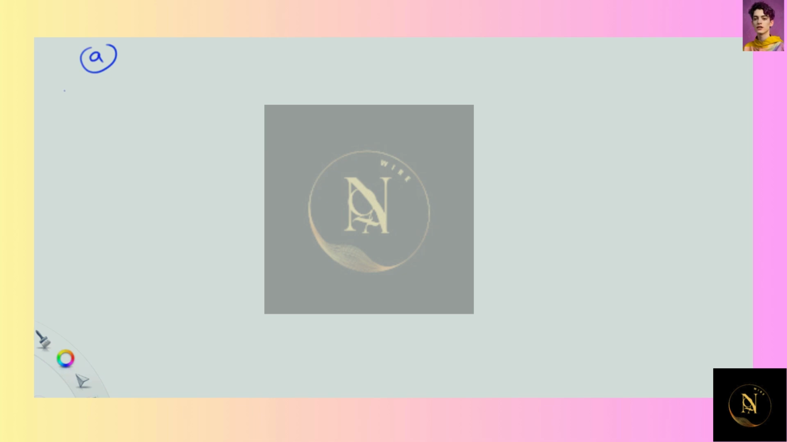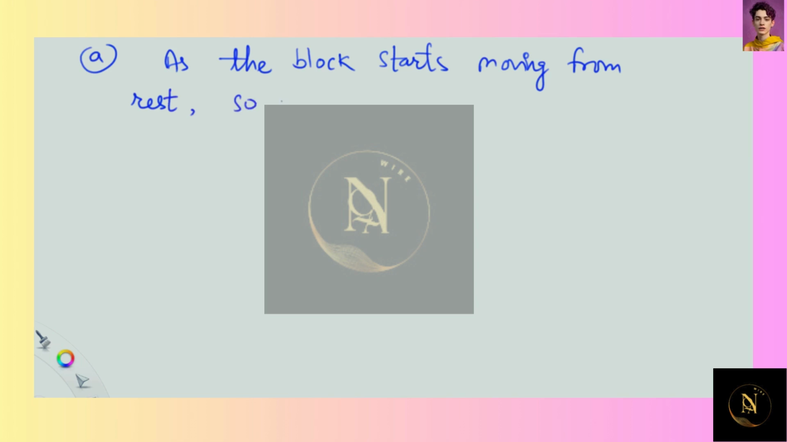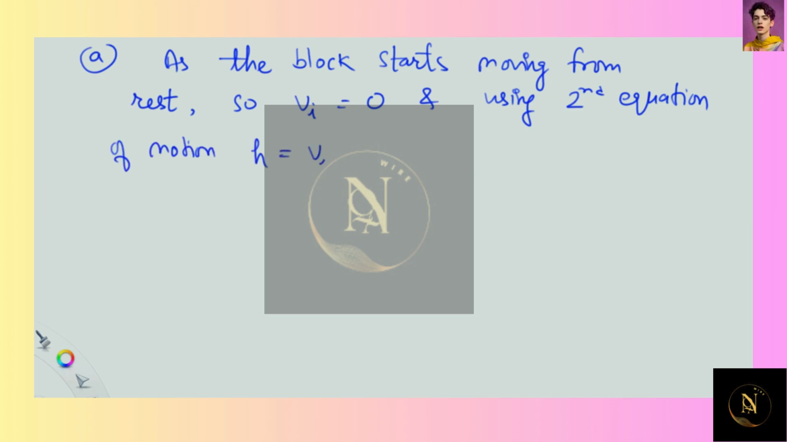Now, in the first part of this problem, we have to find the final linear velocity achieved by the block and angular velocity achieved by the large wheel after 4 seconds, for which, as the block starts moving from rest, its initial velocity vi is taken as 0, and then using the second equation of motion in order to find its acceleration, h is equal to vit plus half a t square.